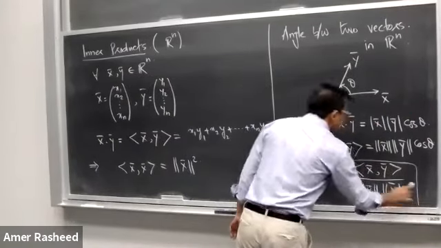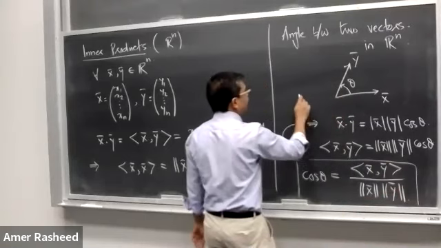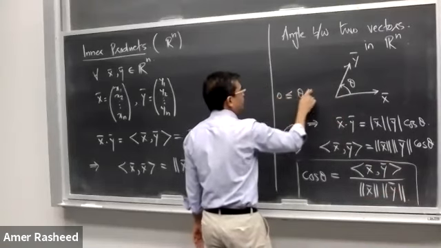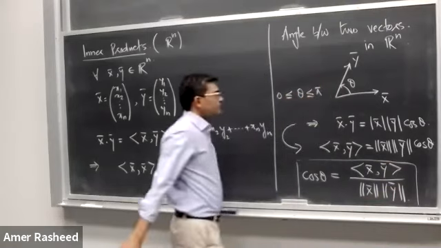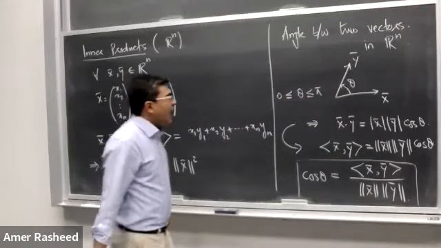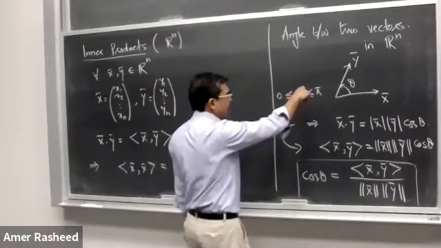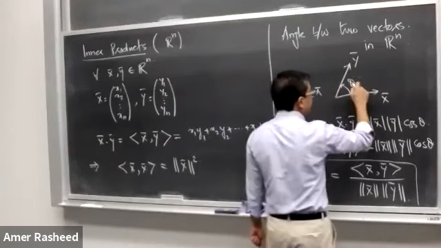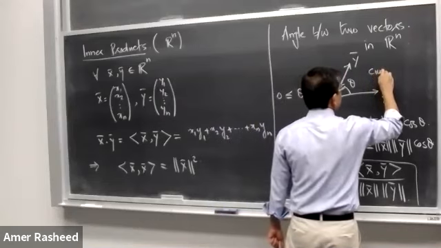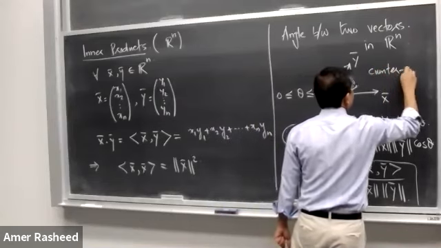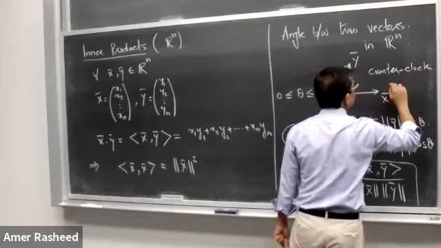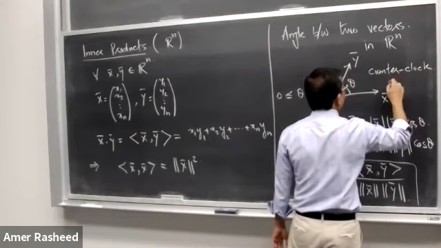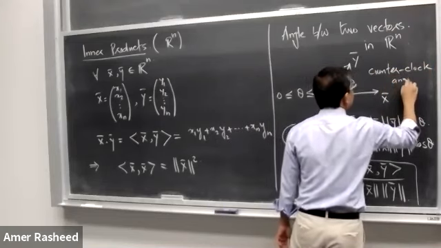And remember that this theta is always between 0 and pi. If you have theta greater than pi, then this theta is a counterclockwise rotation. Counterclockwise angle, you can say that.